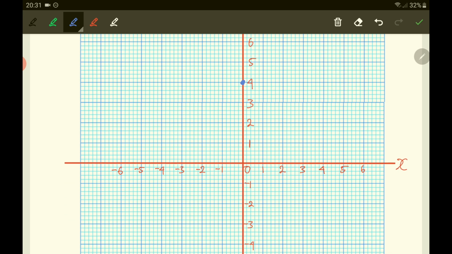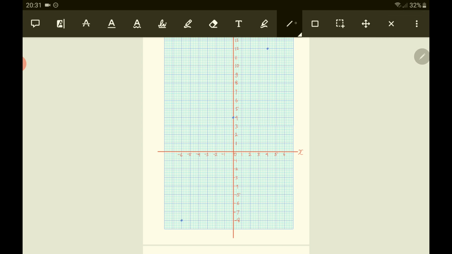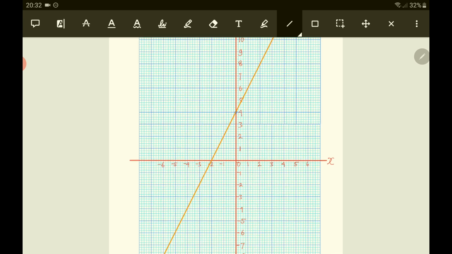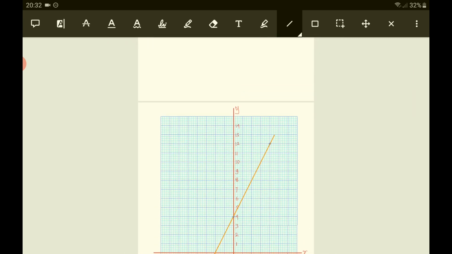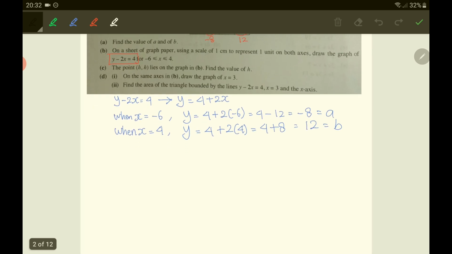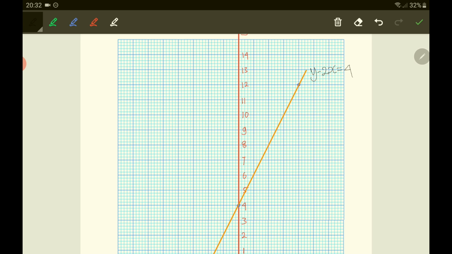Now after we got 3 dots, it's time for us to join the dots. I want to make a line here. So this is the line, joining the 3 dots together. We can label this line. The name of this line is y minus 2x is equal to 4. So this is the labeling.